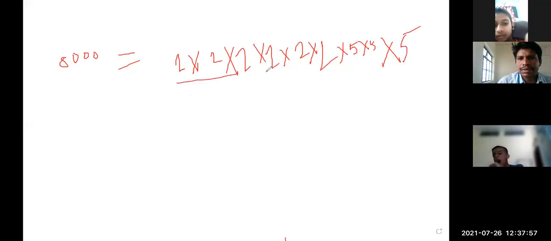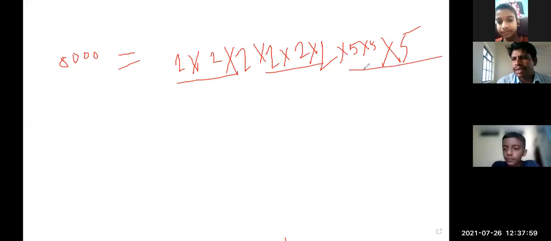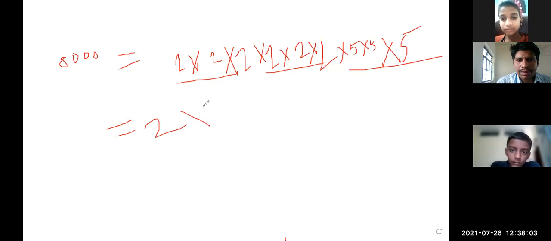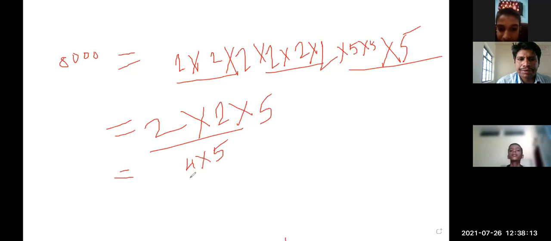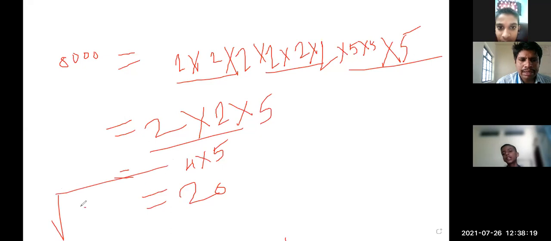Now 3 times 2 and 3 times 5. So what will we get? From these 3 2s we have to take 1 2, and from these 5s we will get 1 5. 2 to the power 4, 4 5s are 20. So cube root of 8,000, what will we get here? 20.